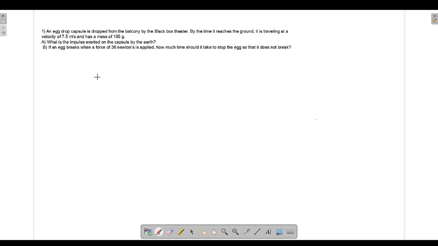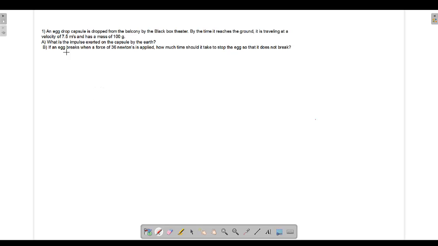An egg drop capsule is dropped from the balcony by the Black Box Theater. By the time it reaches the ground, it is traveling at a velocity of 7.5 meters per second and has a mass of 100 grams. It has the mass of 100 grams before you drop it also. What is the impulse exerted on the capsule by the Earth? If an egg breaks when a force of 36 newtons is applied, how much time should it take to stop the egg so that it does not break?